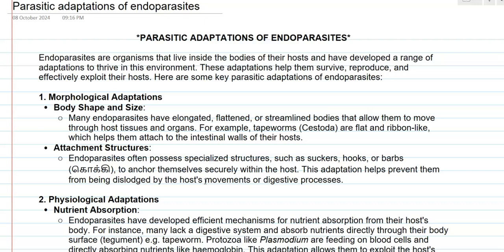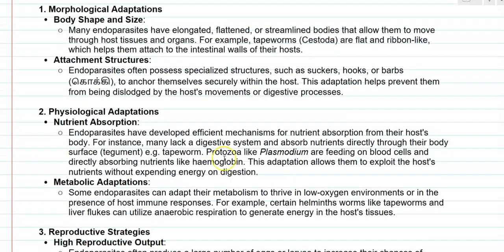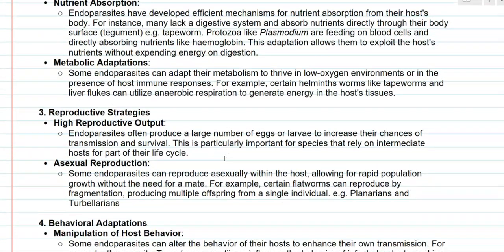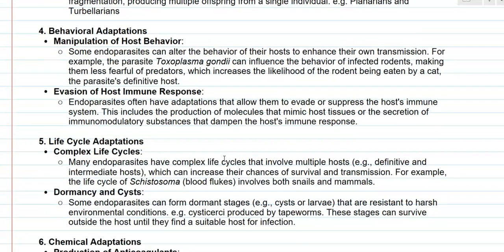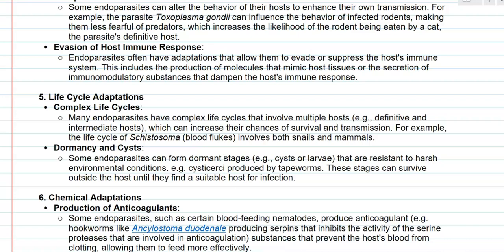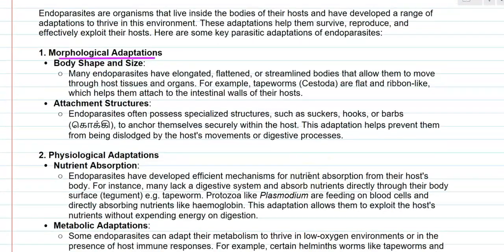Some of the key parasitic adaptations of the endoparasites are grouped into morphological adaptations, physiological adaptations, reproductive strategies, behavioral adaptations, life cycle adaptations and finally the chemical adaptations. First, we look at the standpoint of the morphological adaptations. Here, body shape and size are those that play a major role in their survival.